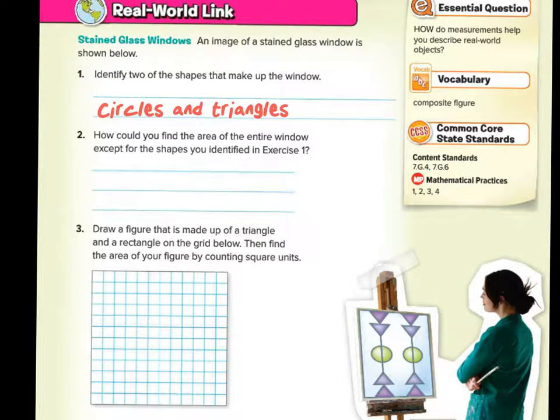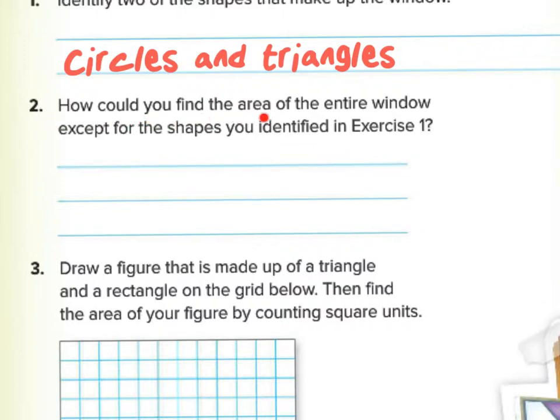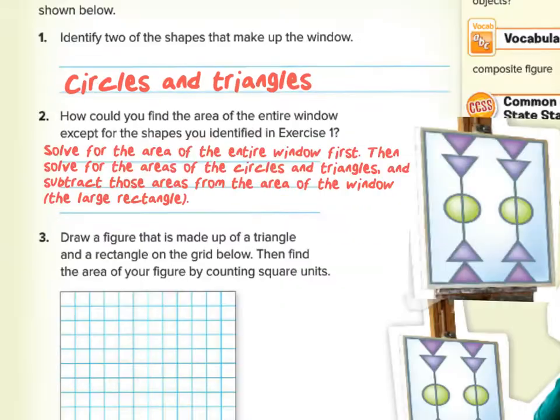Question 2. How could you find the area of the entire window except for the shapes you identified in exercise 1? These are the shapes we identified, circles and triangles. How could we find the area with the exception of the circles and triangles? Well, if we have our window here and it's a rectangle, I would solve for the entire area of this rectangle. Then solve for the area of the triangles. Remember, the area of the triangle is half of a rectangle. Solve for the area of the circle.